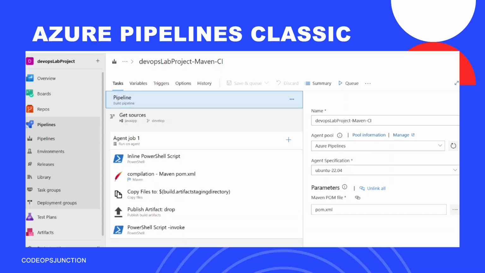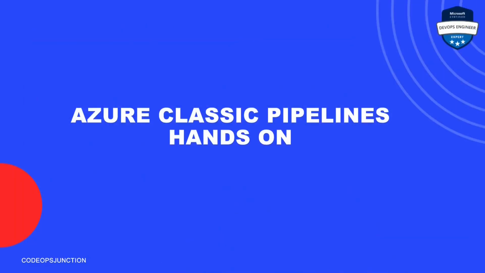As you can see, it is a GUI based pipeline and you can easily get your pipeline job done. We are dragging and dropping tasks. It is easy to use for beginners. The graphical interface provides a clear visual representation of pipeline flow. Now we will see Azure Classic Pipelines hands-on.